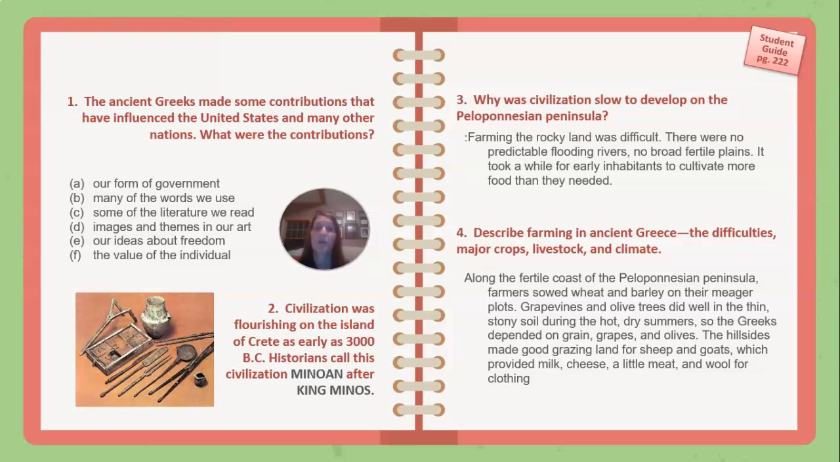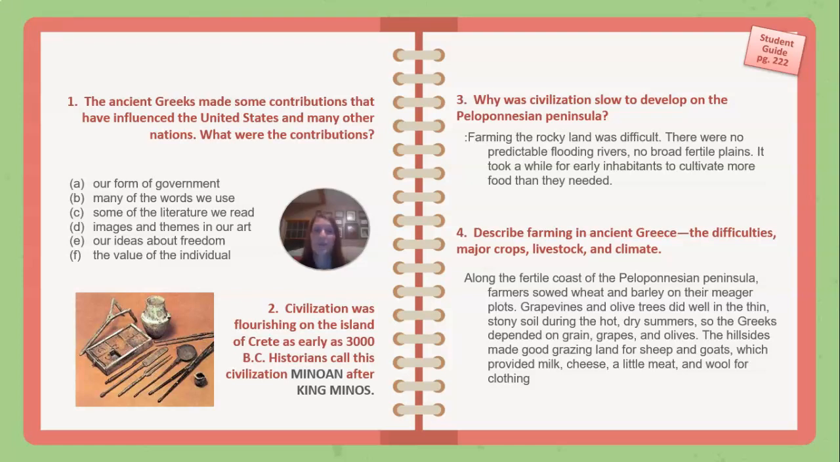Question number 4. Describe farming in ancient Greece. The difficulties, major crops, livestock, and climate. Along the fertile coast of the Peloponnesian Peninsula, farmers sowed wheat and barley on their meager plots. Meager means small. Grapevines and olive trees did well in the thin, stony soil during the hot, dry summers, so the Greeks depended on grain, grapes, and olives, which is extremely different from the other crops that we've had in other civilizations.